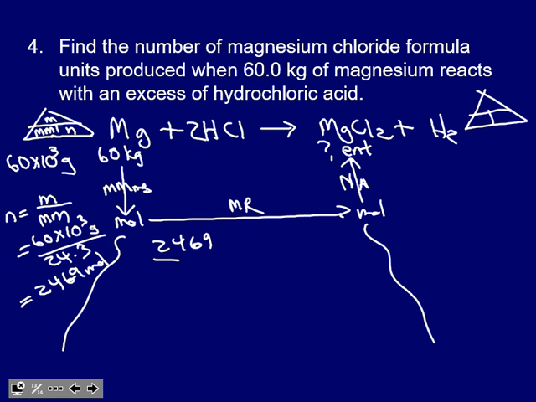So there's my moles. 2,469 over 1 equals, oh, it's a 1-to-1 ratio. That's fun. X over 1. So it's the same number that's there. So that is also a 2,469. X equals 2,469 moles.